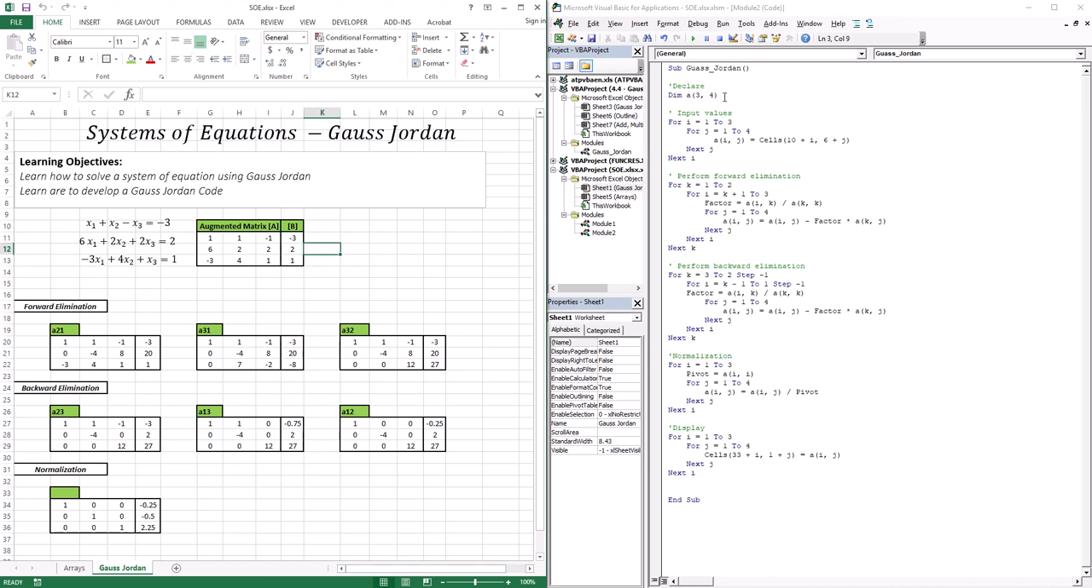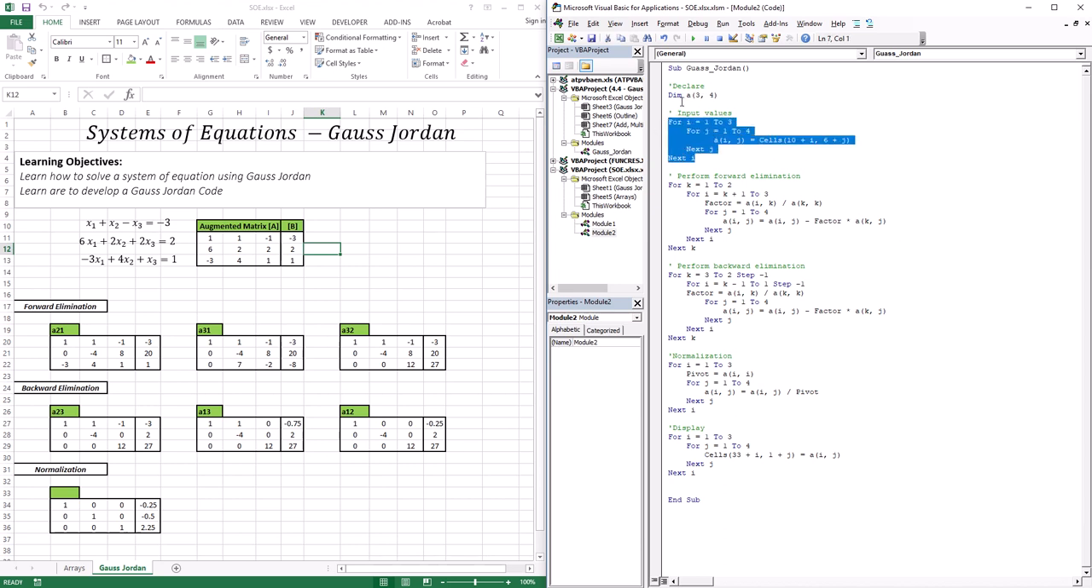Now, when we're coding, the first thing we do is dimension our array. Instead of making an array for A and an array for B, I'm just going to store them all into one. So I have here a 3 by 4 matrix: A is 3 for rows and 4 for columns.